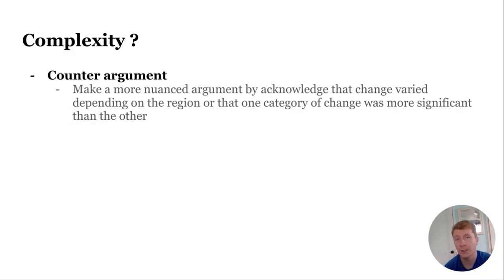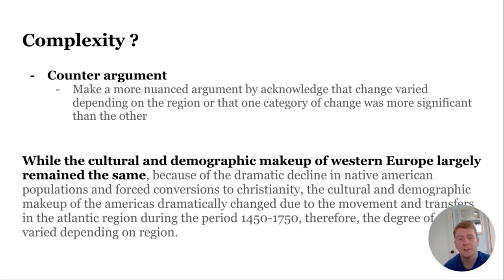Or another way you could do it is maybe acknowledge that the social changes were more significant than the demographic, or vice versa. It's tough to do, you really got to know your stuff to do this, but if you're shooting for that full complexity point, that's just what you're going to have to do. So I could take my initial thesis and then add a little complexity by making it more nuanced.